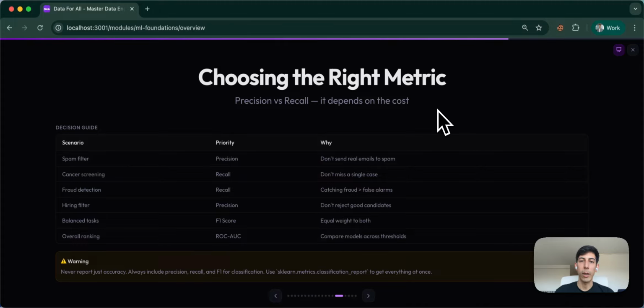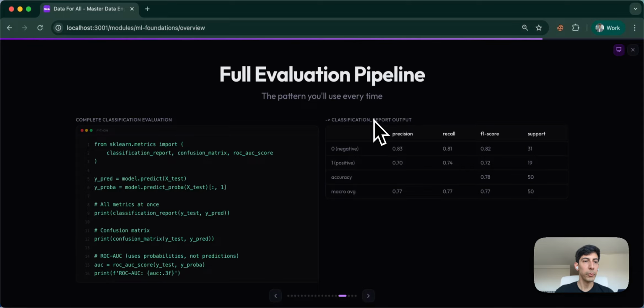And ROC-AUC gives you an overall picture of how good the model is at separating the classes across all thresholds. ROC is receiver operating characteristic and AUC is area under the curve. Just state that. Here's the full classification evaluation pipeline.